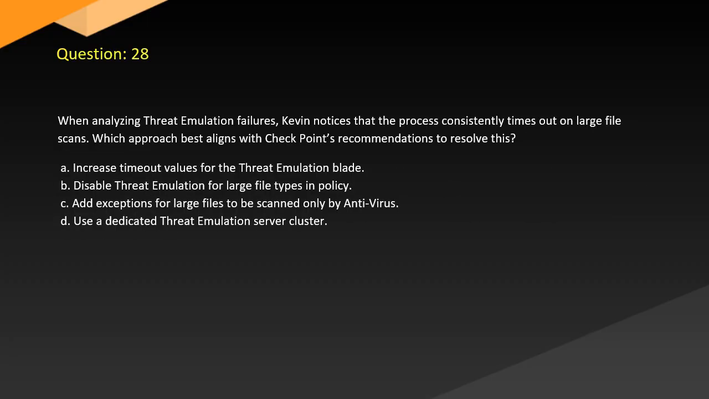Question 28. When analyzing threat emulation failures, Kevin notices that the process consistently times out on large file scans. Which approach best aligns with Check Point's recommendations to resolve this? A. Increase timeout values for the threat emulation blade. B. Disable threat emulation for large file types in policy. C. Add exceptions for large files to be scanned only by antivirus. D. Use a dedicated threat emulation server cluster.